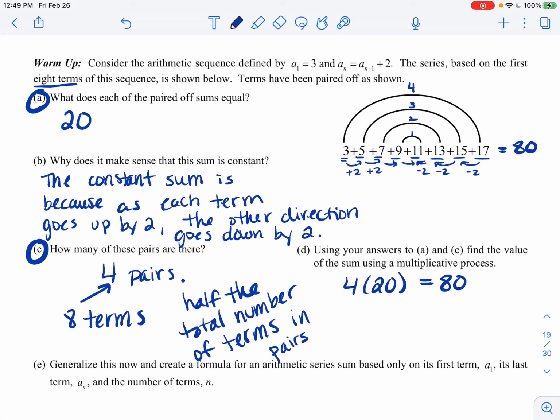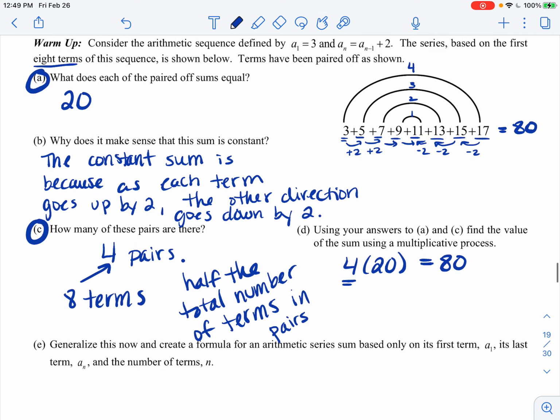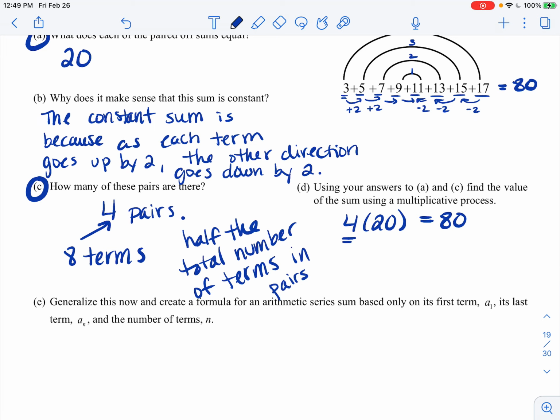So what we did here was we took the number of pairs and we multiplied it by the sum of those pairs. Let's see if we can generalize this and create a formula for all arithmetic series, because all arithmetic series should follow this pattern, right? They have a common difference. So as you go right in the sequence, it's going up by a common difference. If you went left in the sequence, it's coming down by that same common difference. So it's always being balanced out.